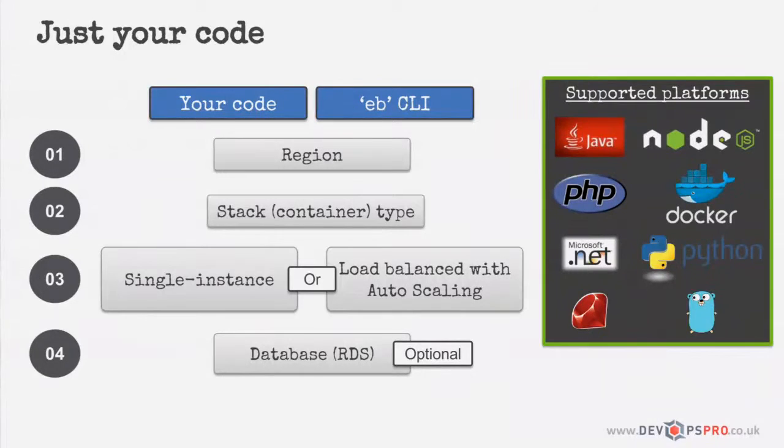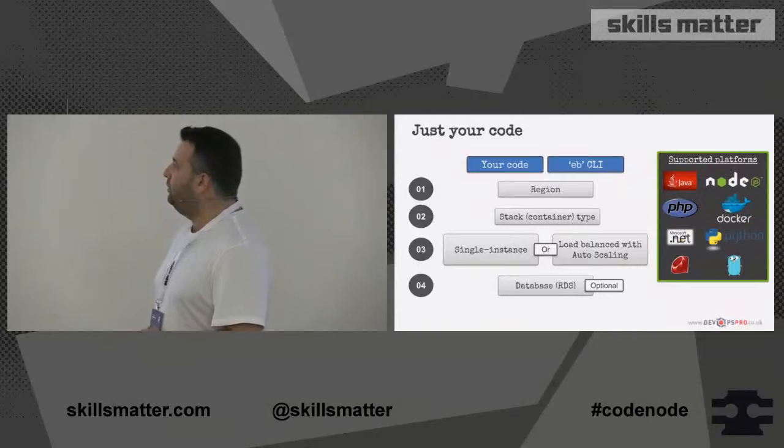So, we said just your code. You create an environment inside of a region in Amazon. All regions are supported. You choose the stack type, which can be Docker, Go, PHP, Node.js, Java, and even .NET. So if you have an application, it can work. You don't need Docker to use it. You can just deploy your Node.js inside of a zip. It will open it and run it for you very, very easily.